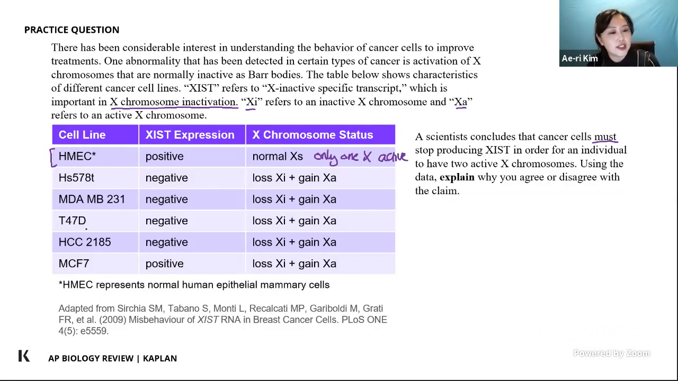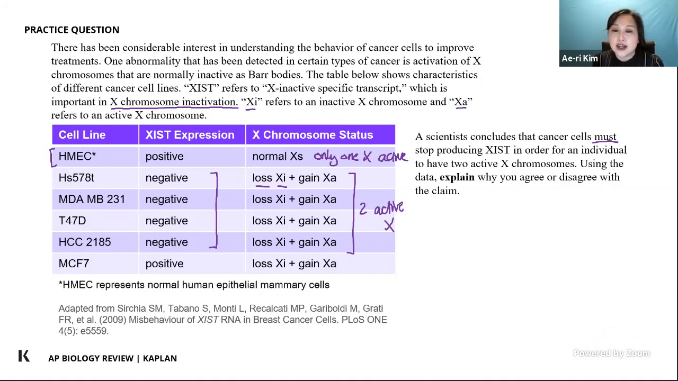So if I take a look at this, and honestly, don't get stuck in the acronyms and cell lines, you just gotta look. The rest of these are all cancer lines. And these four have negative XIST. That means that I'm not going to suppress one of those X's. And this is almost like a double negative. If I have a loss of an XI, so XI is inactive, loss of the inactive means all of a sudden that normally inactive one is now active. And so I now, in these guys, have two active X, okay?